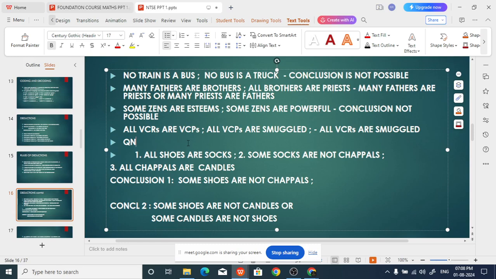Universal positive, sir. Some socks are not chappals. Statement 2: particular negative, sir. So what is the type of conclusion you will get? If one statement is particular, the answer has to be particular. If one statement is negative, the answer has to be negative. So what will you get? Particular negative, and the common term socks should not come.